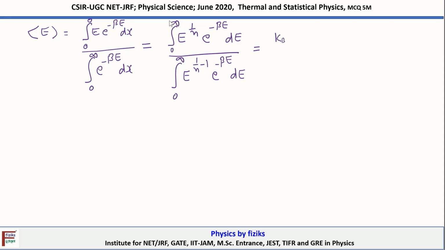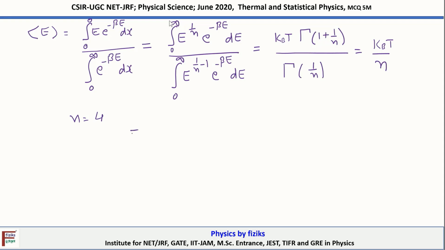this can be rewritten in terms of gamma functions as kBT times gamma of 1 plus 1 by n divided by gamma of 1 by n, and this comes out to be kBT upon n. So this is a very simple result at the end. Now in our case, what is the value of n? Here n is equal to 4, the exponent is 4. So the mean value of E_i, which is equal to lambda by 4 x^4, is nothing but kBT by 4.